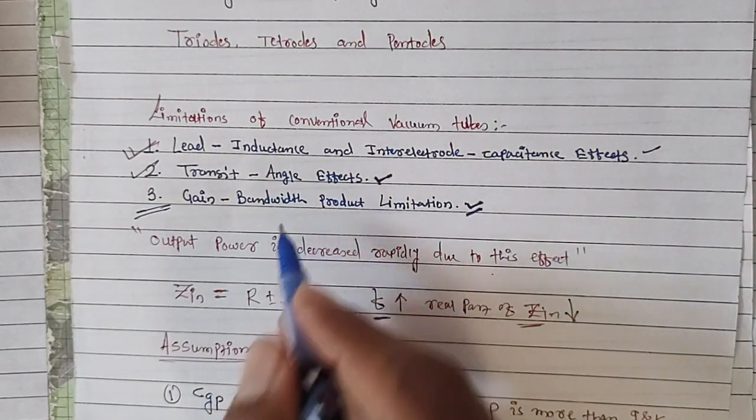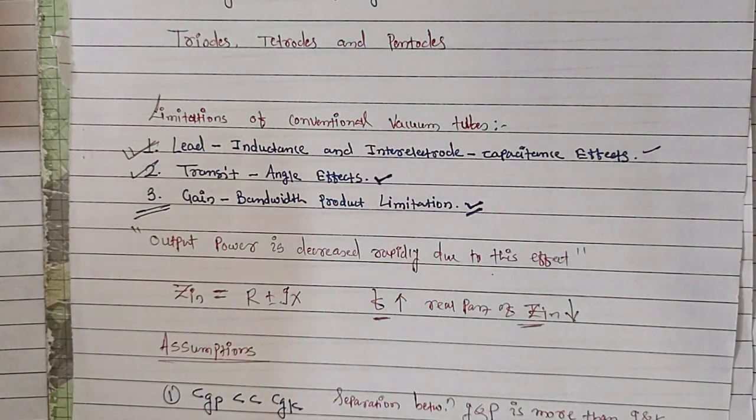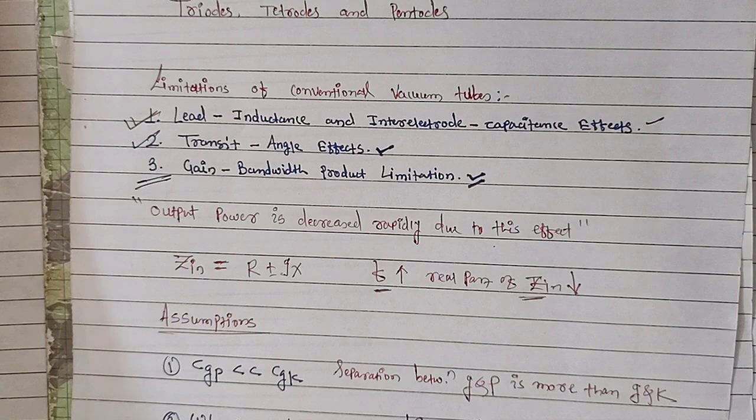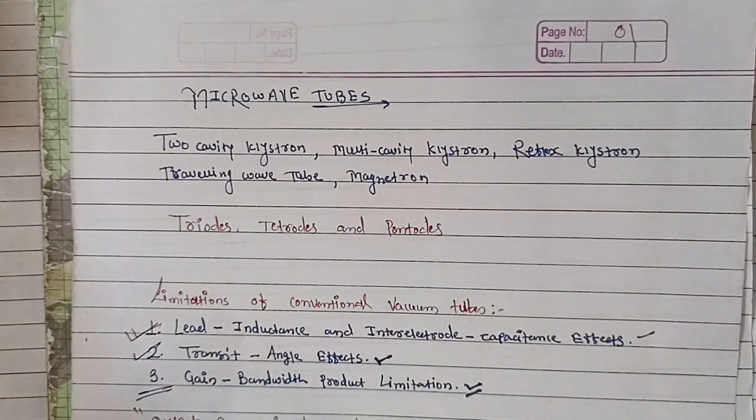So the solution for gain bandwidth product limitation: whenever we use resonant cavities, this limitation will always be there. But in case of microwave tubes such as two cavity, multi cavity, reflex, traveling wave tube and magnetron, we use the reentrant cavities. So therefore now we are ready to discuss microwave tubes.